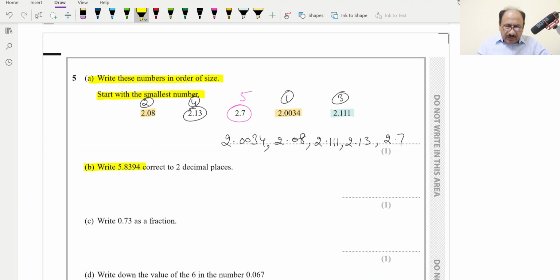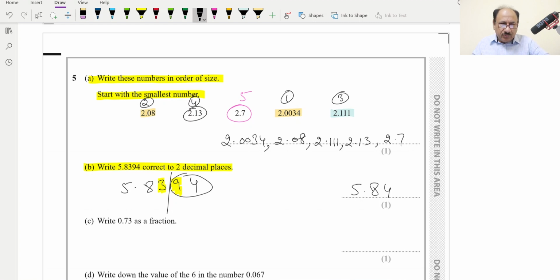Now B part, write this one correct to two decimal places, so up to 2 dp. 5.8394 is given. So up to 2 dp, we have to remove this 9 and 4. We'll be checking this 9 is more than 5. If it is 5 or more than 5, we will be adding 1 to the adjacent number, which is 3 in this case, which will be increased to 4. So our answer will be 5.84. This will be rounded to 2 dp.